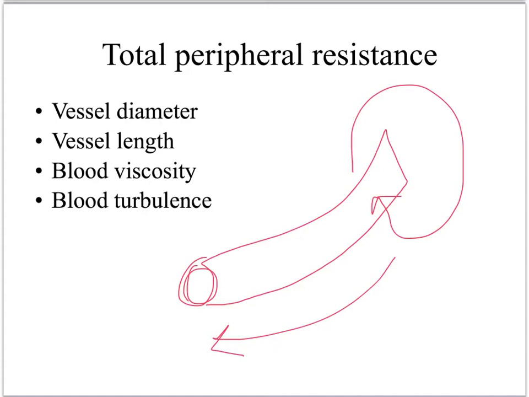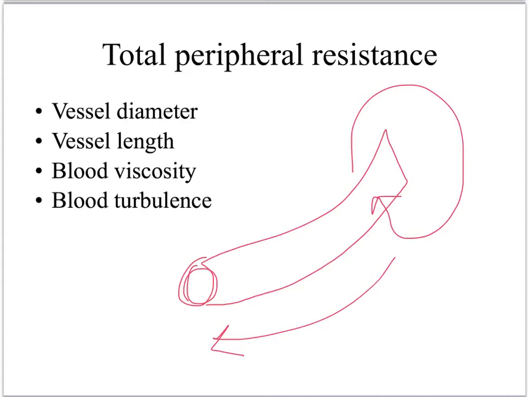And then looking at blood viscosity, this will make sense if you picture it. Let's say you're taking this piece of water hose and you put water down it, and then the next time you put something thicker like syrup. Obviously the syrup's going to move much slower. So the thicker the substance or thicker the blood, the more resistance you're going to have.